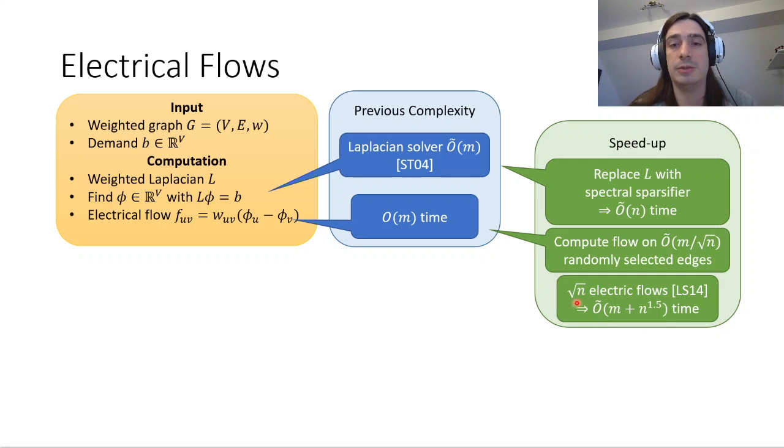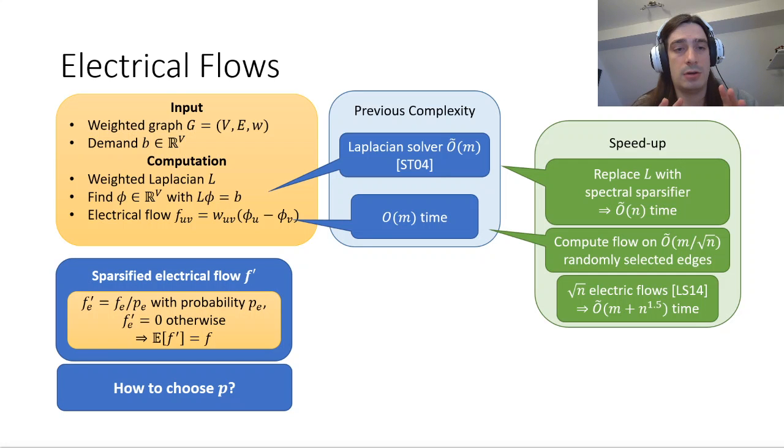The idea is you need root n electric flows. That's by Sidford from 2014. If you need that many electric flows, and every time you need to solve the system in nearly linear time, then you get this n to the 1.5 term. Additionally, if you always compute the flow on m over root n many edges, you need to repeat this root n times, then you get this m term here. So that's where our complexity comes from.